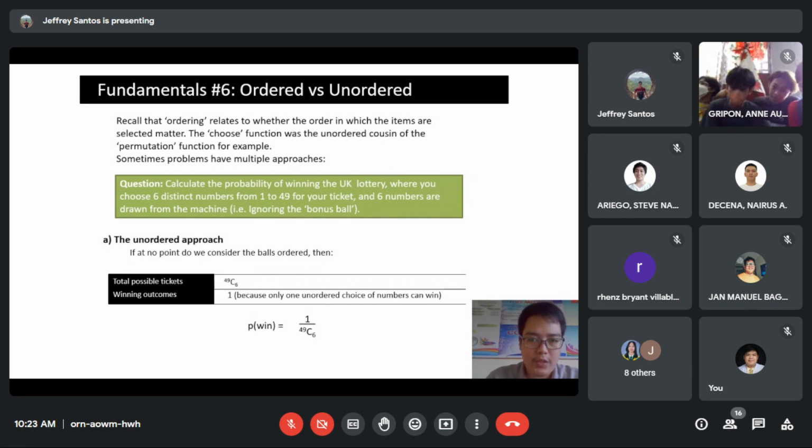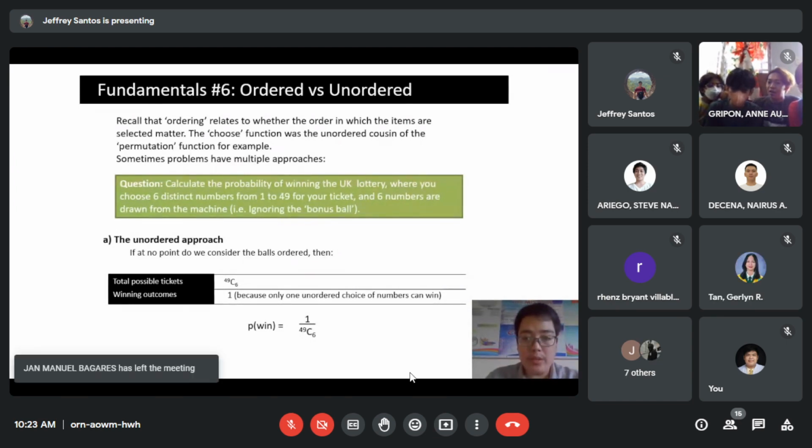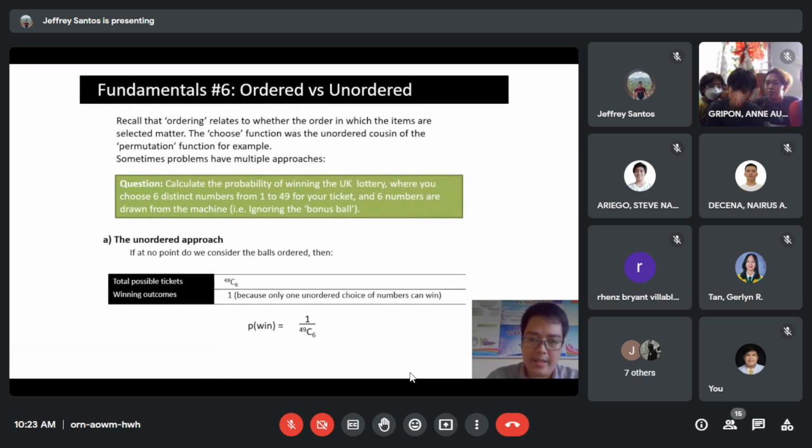So a given question, calculate the probability of winning the UK lottery where you choose 6 distinct numbers from 1 to 49 for your ticket and 6 numbers are drawn from the machine ignoring the bonus ball. Ayan. So for the unordered approach, if at no point do we consider the balls order, then we just use the formula for the combination. The combination of 49 taken 6 at a time.